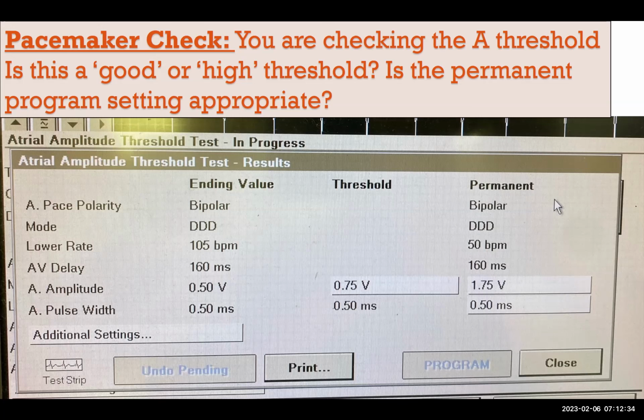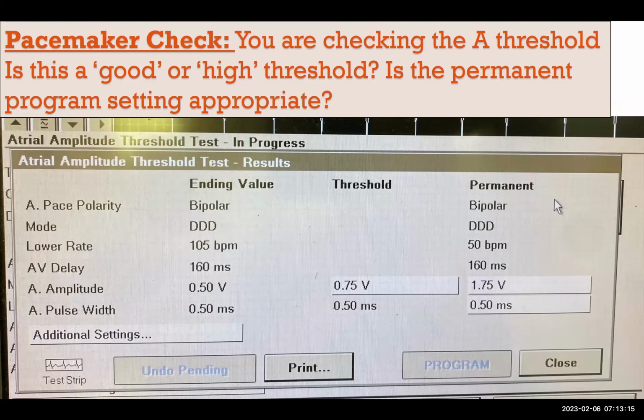So when you see a threshold of 0.75 at 0.5 milliseconds, sort of a bare minimum acceptable output would be 1.5 volts at 0.5 milliseconds. So this person has programmed it at 1.75. Now, if you look at the literature on pacemakers, it turns out that programming at less than 2 volts has very little impact on the longevity of the battery.